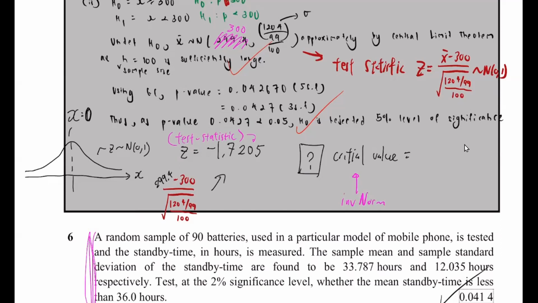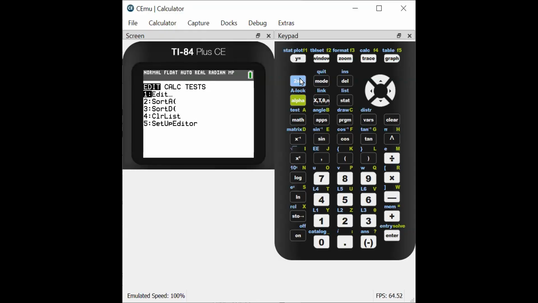Do I need to show you? I think I better show it, just to be safe. So inverse norm means what? You have to press second distribution, scroll down to the correct number. In this case, for mine, it's 3 inverse norm. Press enter. Then you key in the area.